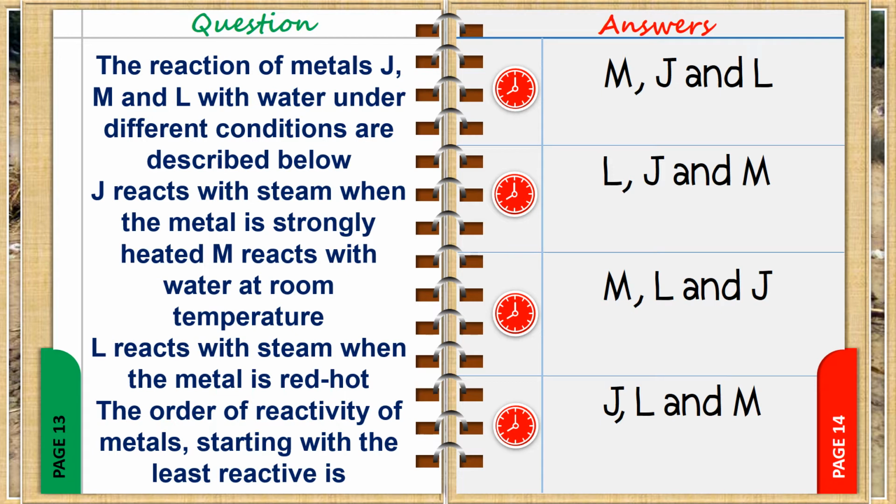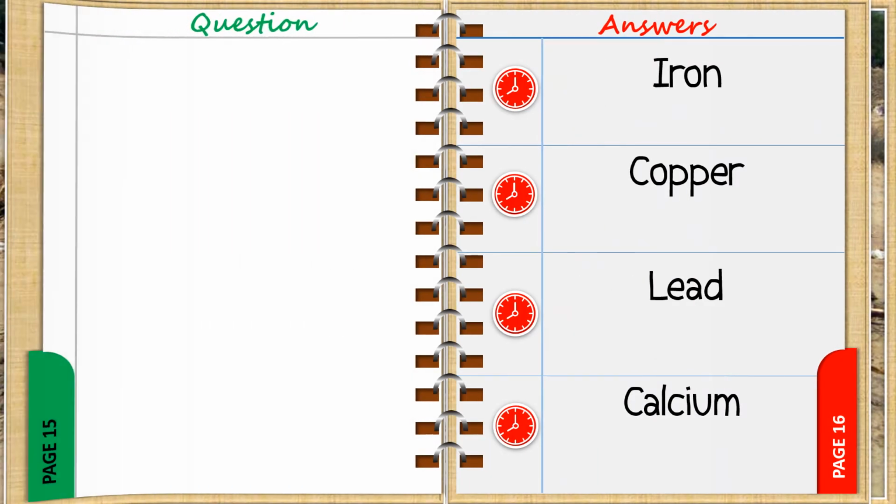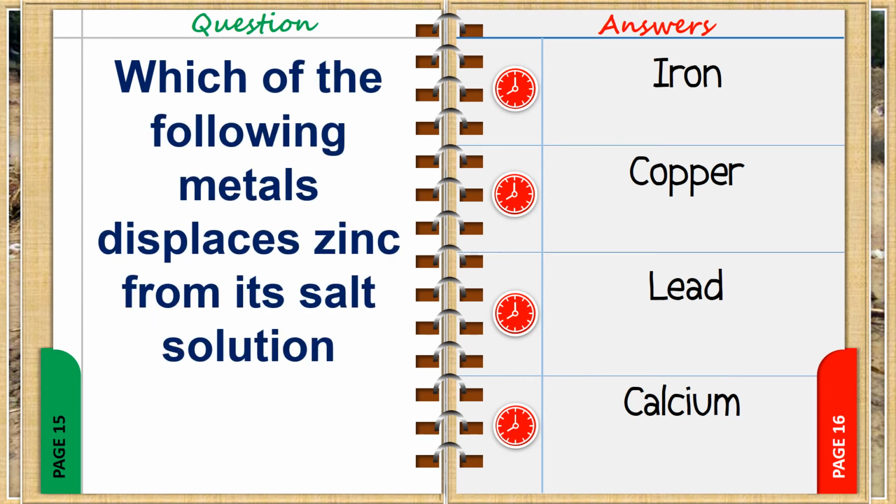The order of reactivity of the metals, starting with the least reactive, is J, L, and M. Which of the following metals displaces zinc from its salt solution? Calcium.